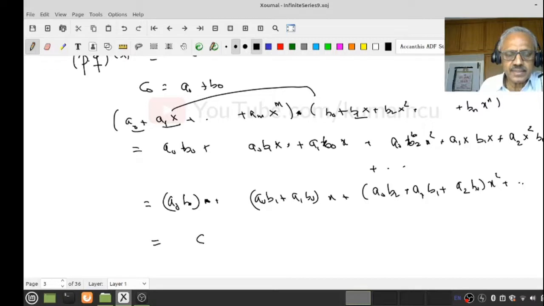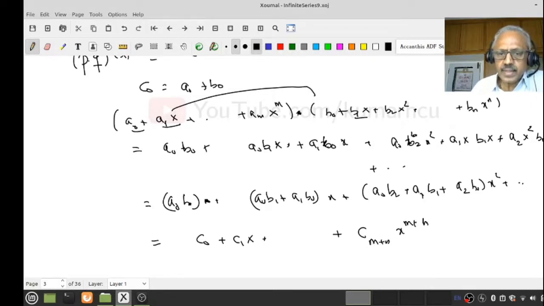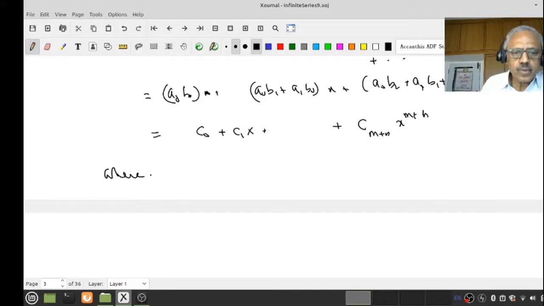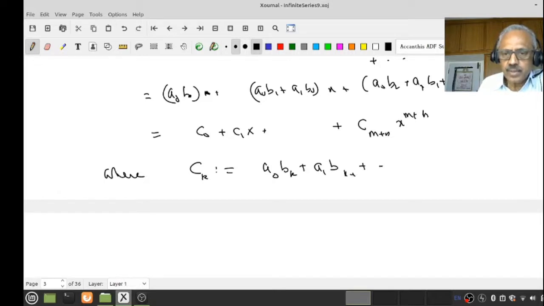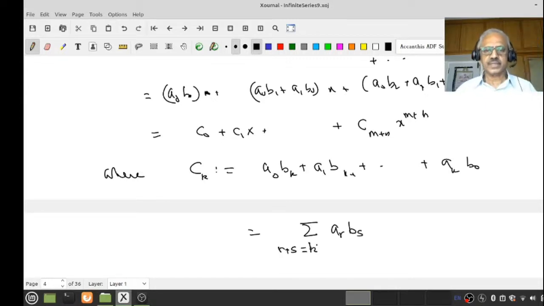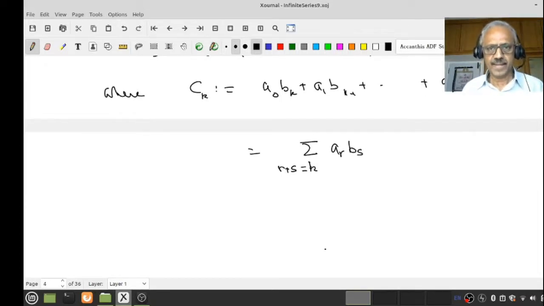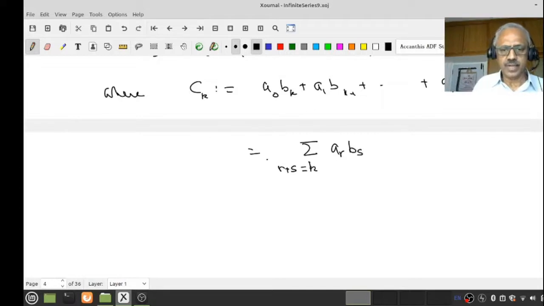Therefore I can write it as c naught plus c1 x plus up to c m plus n x power m plus n, where ck is a naught bk plus a1 b k minus 1 plus and so on up to ak b naught, which is the same as saying, in a shorthand notation, the sum of ar bs where r plus s equals k. Do you understand this? This is what I want you to remember. So pause, in case you are rusty, and please go through this.